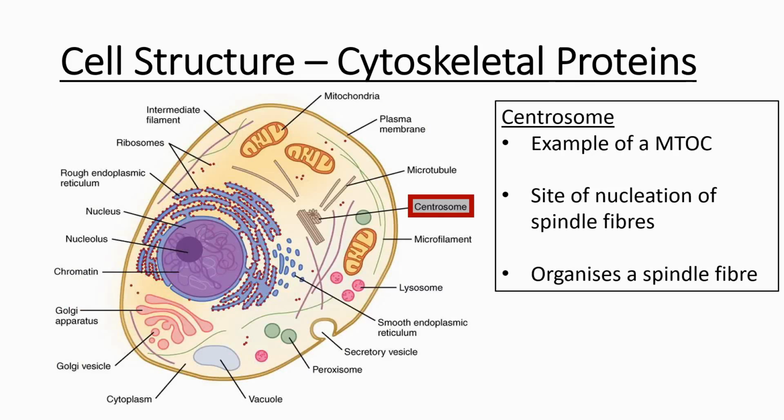So let's look at the centrosome here. This is an example of an MTOC, or a microtubule organizing center. This is the site where alpha and beta tubulin attach and nucleate to assemble the microtubule, and it organizes a spindle fiber.